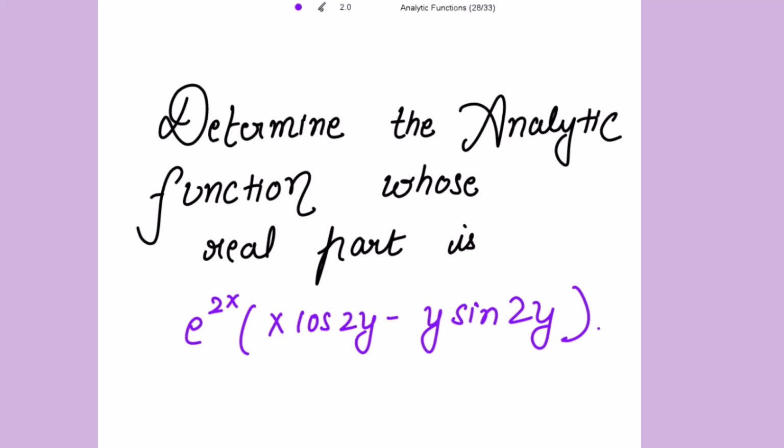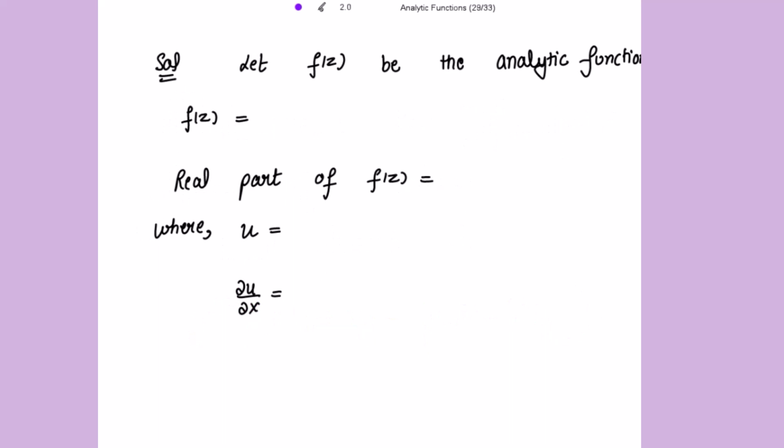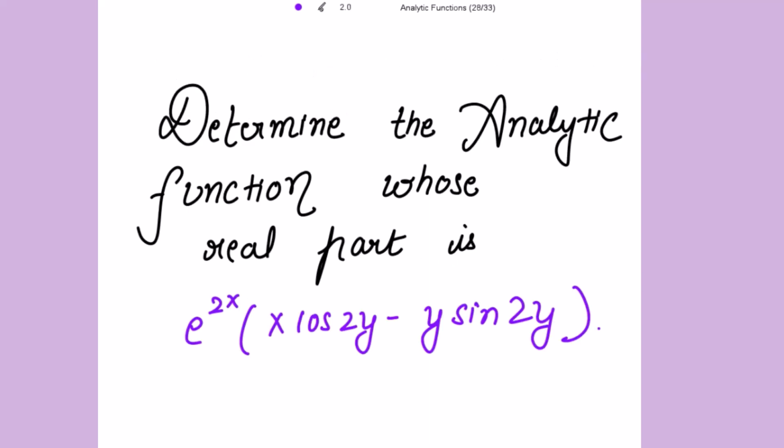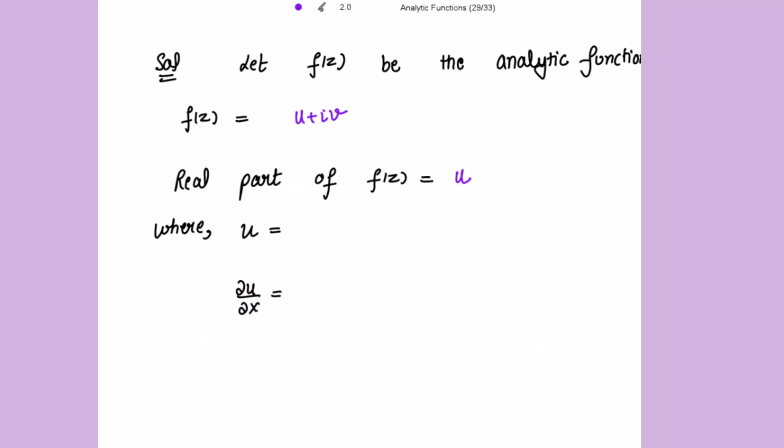So, let's start. Let f(z) be an analytic function. Writing f(z) as u plus iv, the real part of f(z) is u. The real part is given to us: e to the power 2x into (x cos 2y minus y sin 2y). So let's write this real part as u. So u is e to the power 2x into (x cos 2y minus y sin 2y).